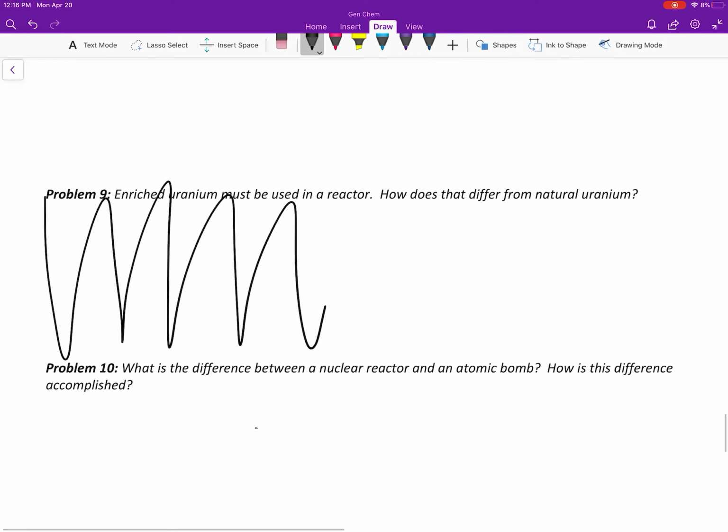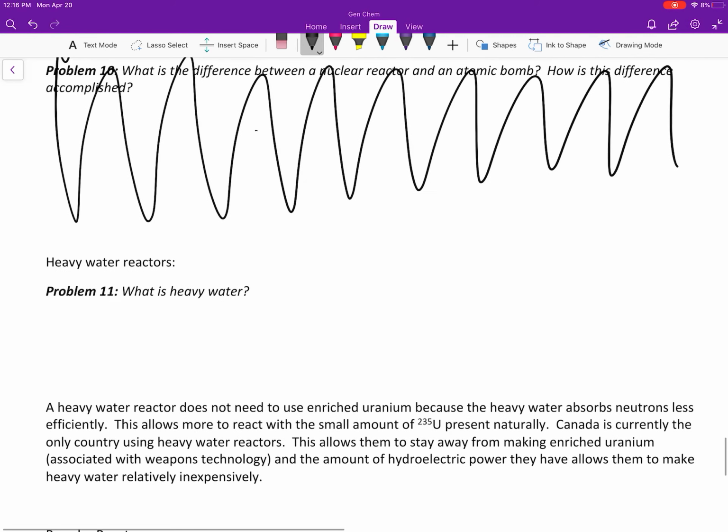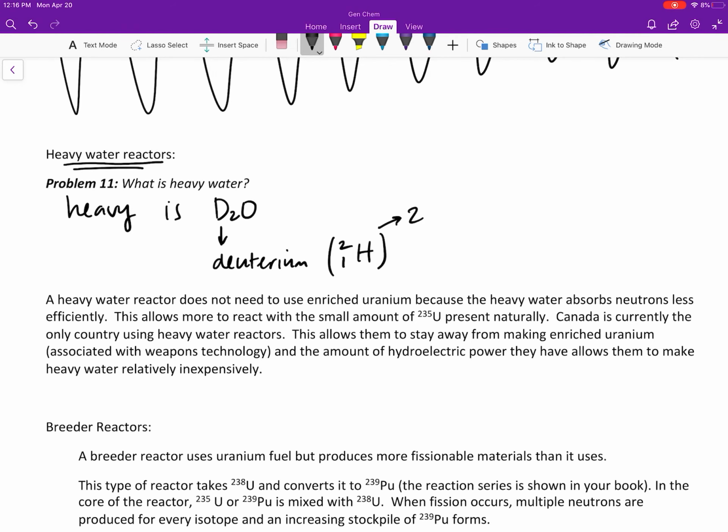We're not going to talk about enriched uranium. And because we didn't talk about the atomic bomb, we are not going to talk about the nuclear reactor. Now, the difference between the light water and the heavy water reactors: what is heavy water? Heavy water is called D2O. It's just like water, H2O, except this is called deuterium. Deuterium is one of the three isotopes of hydrogen. And deuterium has the isotopic formula of this. It's hydrogen with two neutrons.